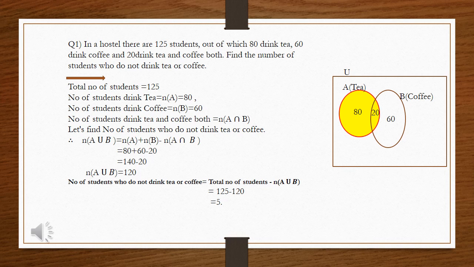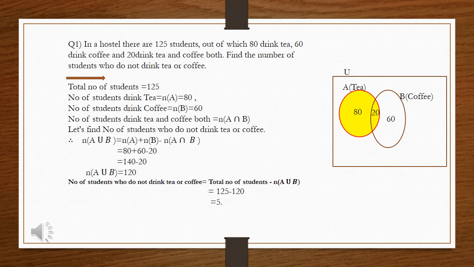Just by putting in the values we get 80 plus 60 minus 20. So 140 minus 20 equals 120. So n of A union B equals 120. That means 120 students drink tea or coffee.